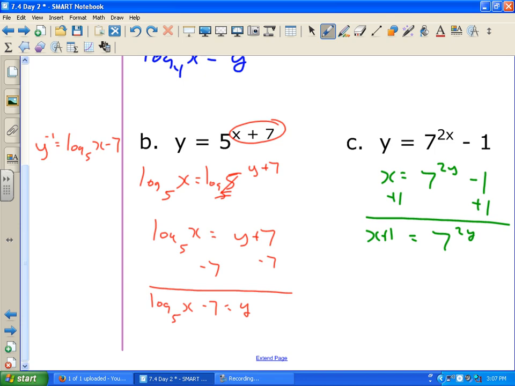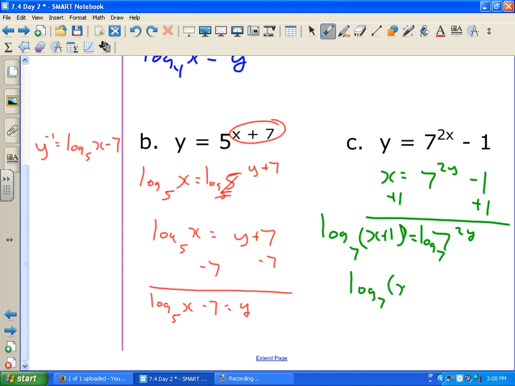And that leaves me 7 to the 2y. Notice that that positive 1 is now connected to the x. I moved it over first because I had to. That positive 1 is now connected. It's on the left-hand side of the equation. The reason I'm doing this, to make sure you're clear, is because at this point, I need to get rid of the base 7 from the right-hand side of the equation. The way that I'm going to get rid of the base 7 is I'm going to log base 7 both sides of the equation.